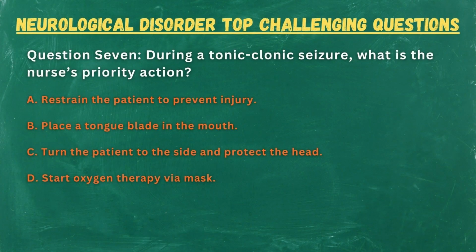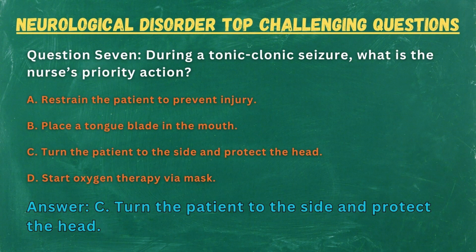Question 7. During a tonic-clonic seizure, what is the nurse's priority action? A. Restrain the patient to prevent injury. B. Place a tongue blade in the mouth. C. Turn the patient to the side and protect the head. D. Start oxygen therapy via mask. Answer. C. Turn the patient to the side and protect the head.